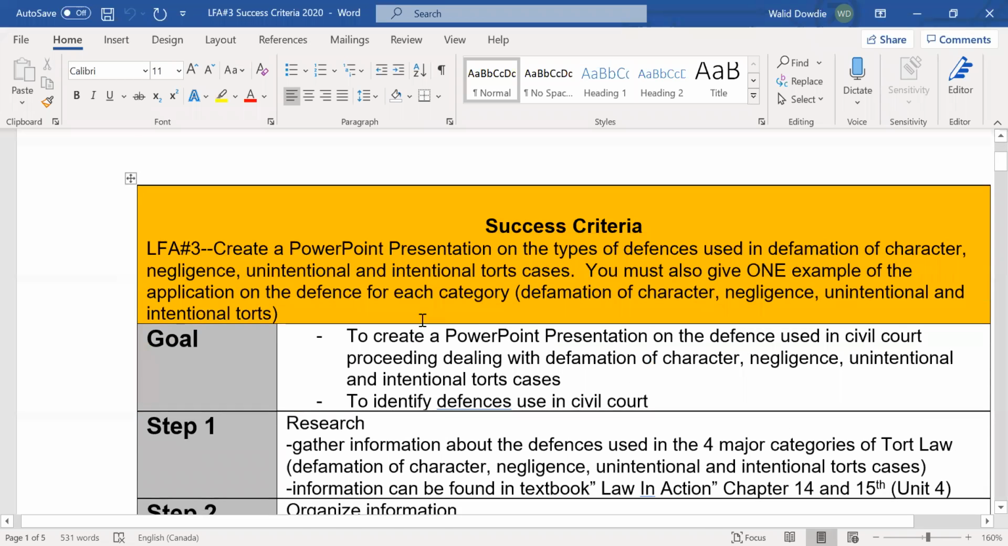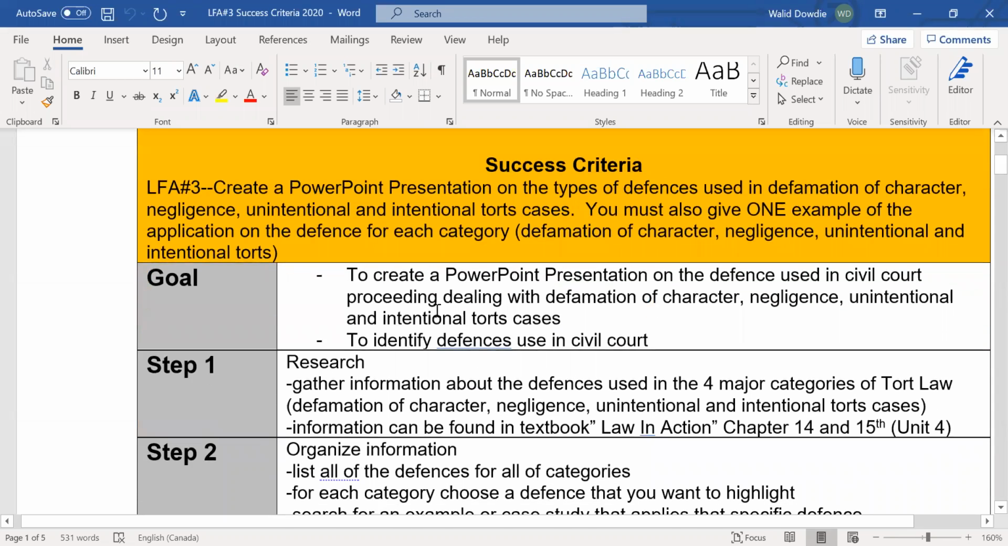All right, so again, I'm going to repeat the question, but the goal is the following: to create a PowerPoint presentation on the defenses used in civil court proceedings dealing with defamation of character, negligence, unintentional, and intentional tort cases, to identify defenses used in civil court. So step one is research. You want to gather information about the defenses used in the four major categories of tort law: defamation of character, negligence, unintentional, and intentional torts.